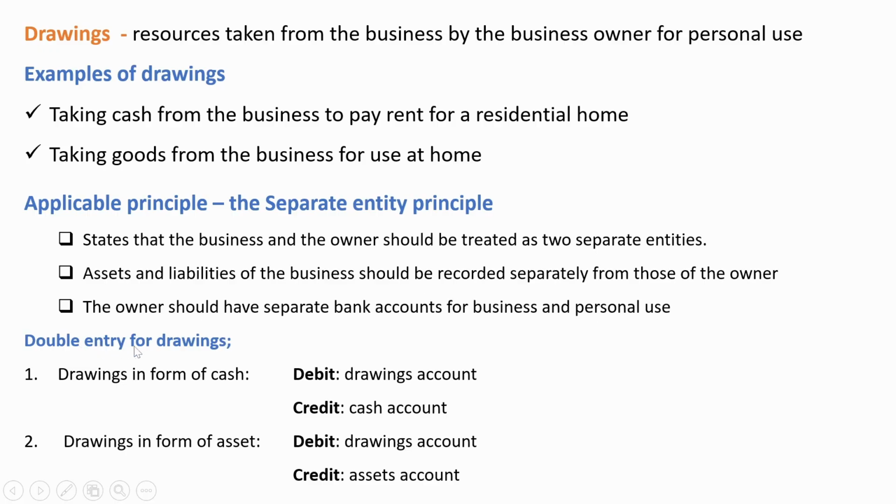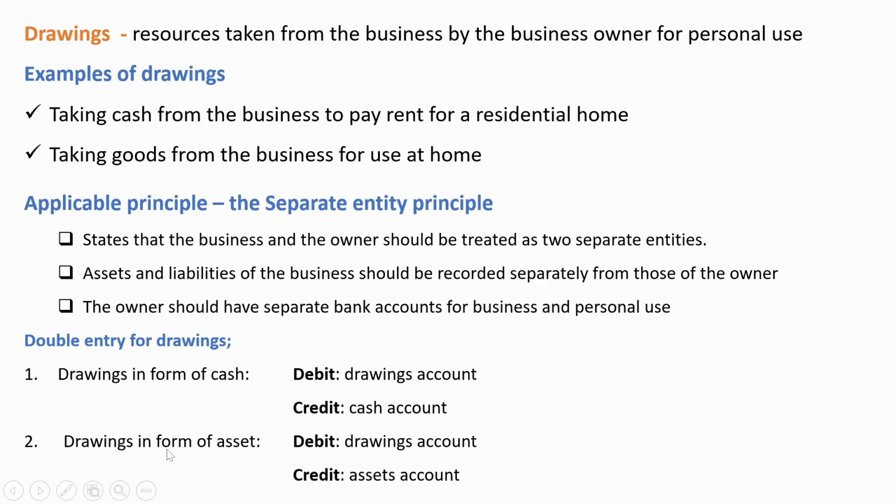So this is the double entry for drawings. So again, drawings can be in two forms. We can have drawings in form of cash. We can also have drawings in form of asset. So if the drawings are in form of cash, then we debit drawings account, and then we credit cash account.